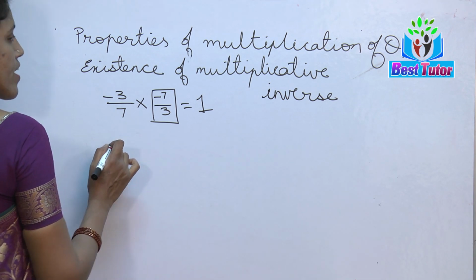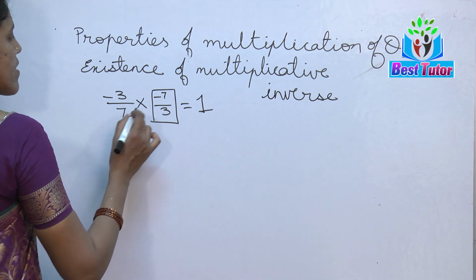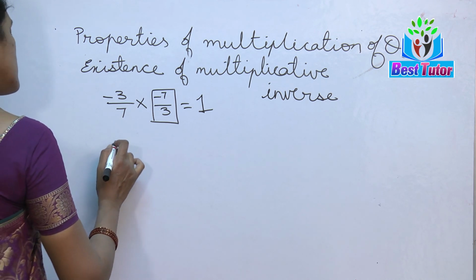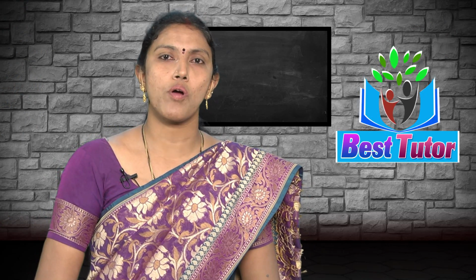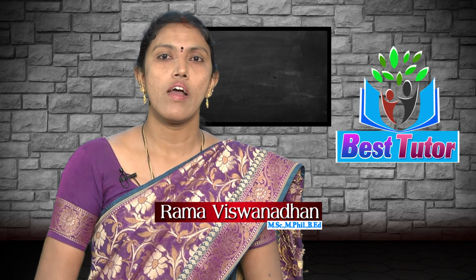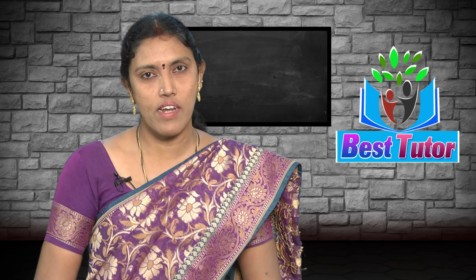So, for every non-zero rational number there does exist a multiplicative inverse. So we have learnt about all the properties of multiplication of rational numbers like closure, commutative, associative, existence of multiplicative identity and existence of multiplicative inverse.